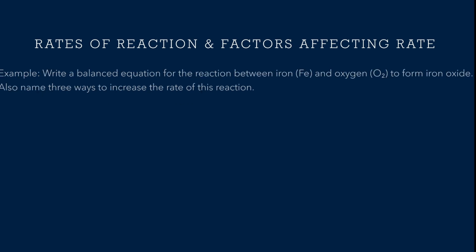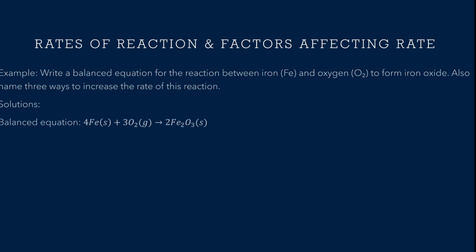Let's take a look at an example. Write a balanced chemical equation for the reaction between iron and oxygen to form iron oxide. Also name 3 ways in which the reaction rate can be increased. There is the chemical reaction. You can see it on my screen.